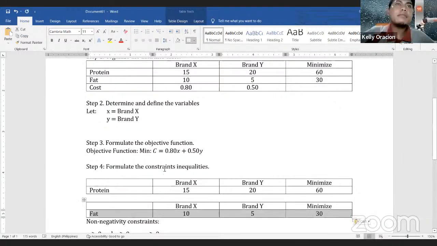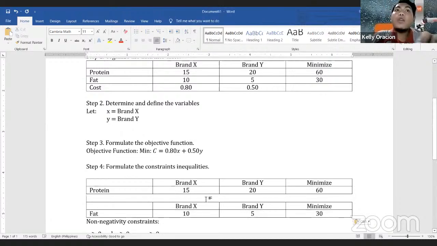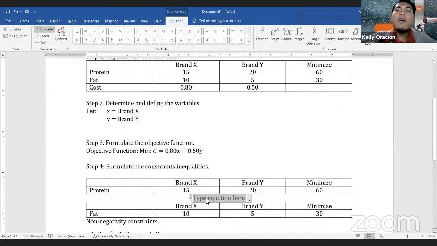Let's create the equation inequalities. Brand x is x, so 15x plus 20y. What did I say last time? When minimizing, the symbol that we are going to use for the inequality is greater than or equal to. But when maximizing, it's less than or equal to.